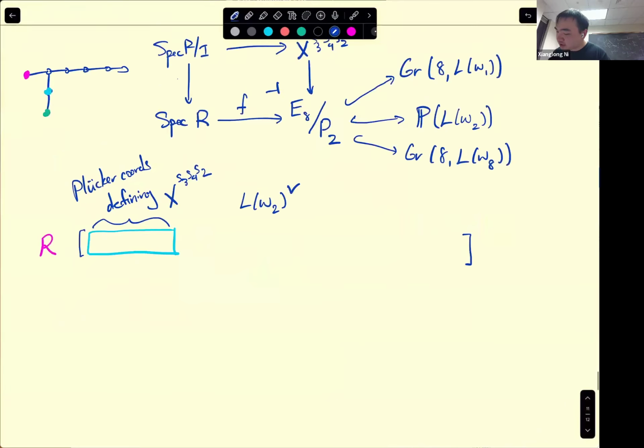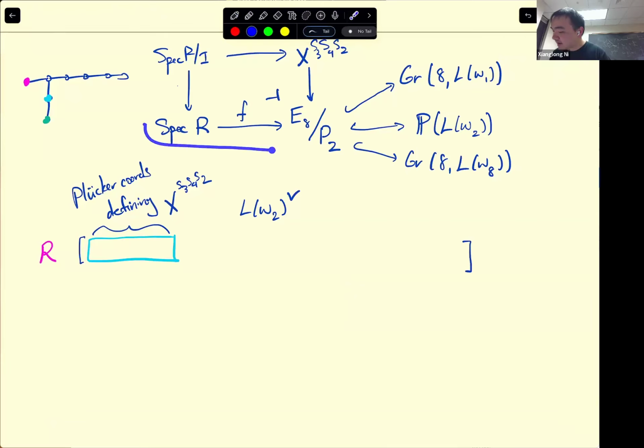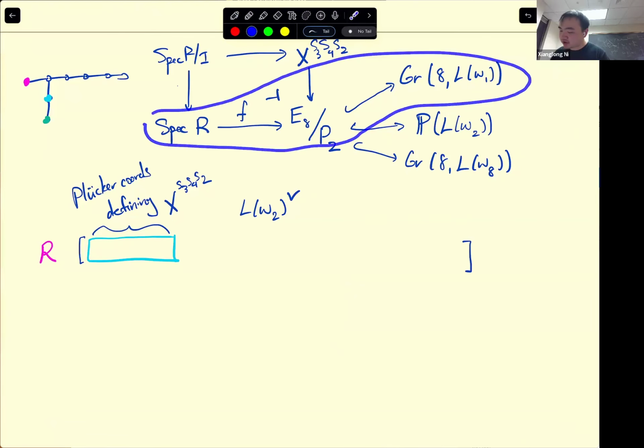So concretely, what is the data of these maps? Well, I can express them as matrices as well. So I have a map from L omega 8 dual to R8, and I also have one from L omega 1 dual to R8.